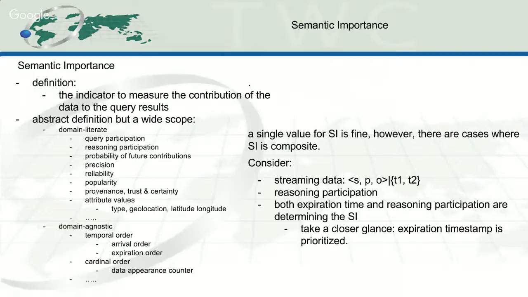Domain agnostic methods could be like temporal order, like arrival order, expiration order, and cardinal order, like data appearance counter. Like if the same data keeps occurring all the time, then we probably need to preserve it because it's everywhere. So that's really a lot of possibilities to determine what the semantic importance is.